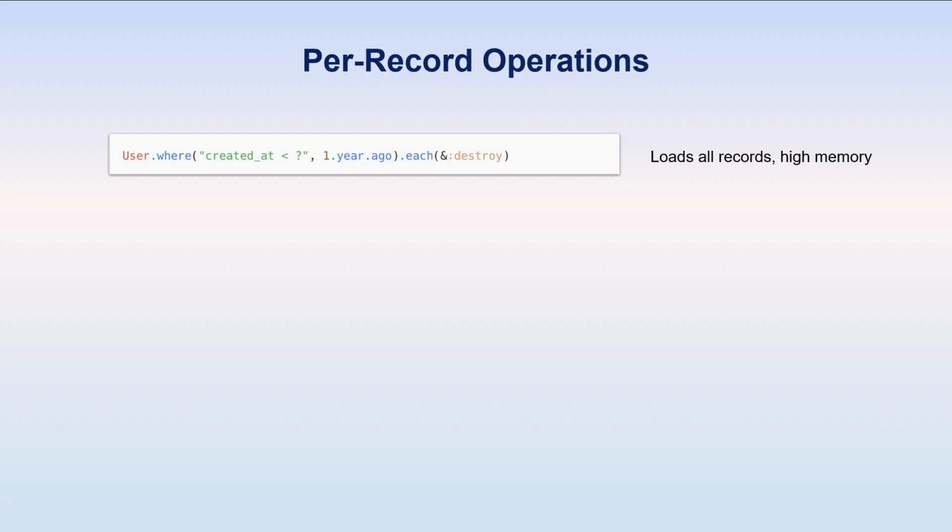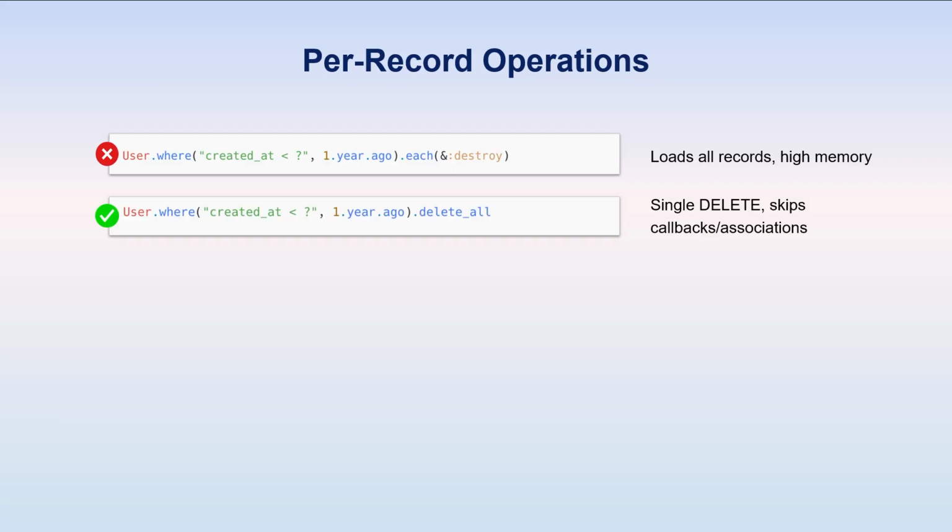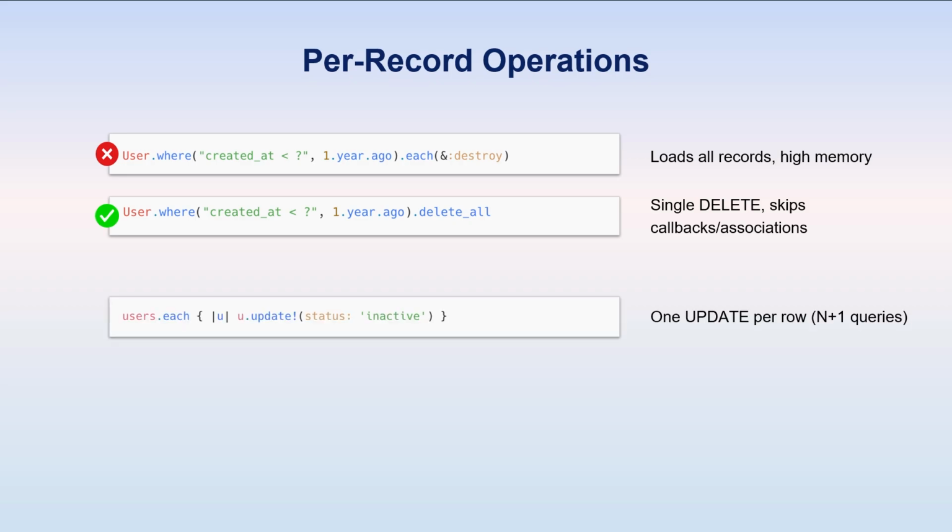Then the per-record operations, like destroy. Destroy is going to, of course, destroy all the associations, but it is going to load everything in memory. Instead of that, you can use delete_all. It is a single operation, but it does not run the callbacks or the associations. So you need to be mindful about it. So delete all the children first and then the parents so that you do not have any orphan objects.